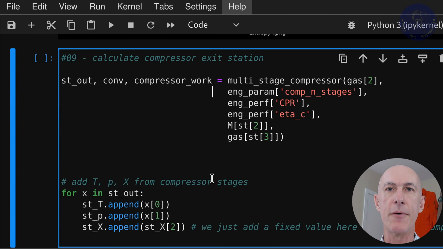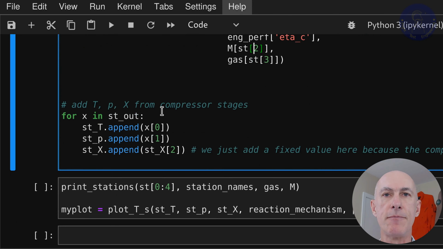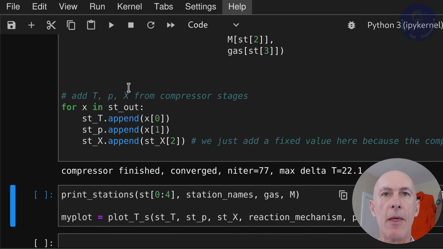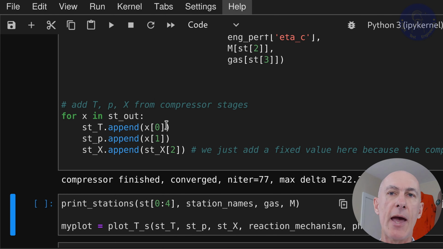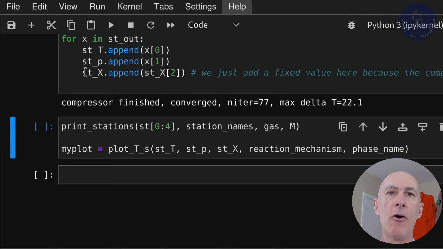So this is where we're going to call our function here. We're going to get back our stations out, our convergency flag, our compressor work, and we're going to call our multi-stage compressor, passing in the gas number 2 that we got from station 2. We pass in the number of stages, the compressor pressure ratio, our eta C, the Mach number going in from station 2, and we are going to store everything that we get from this compressor on our gas out, which is going to be gas station number 3. And so if we run this, and at the end we update and append the values that we get for the temperatures, pressures, and also for our gas composition on our lists that we use to plot the results down here on the next cell.